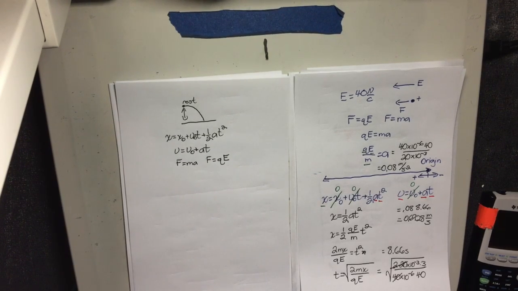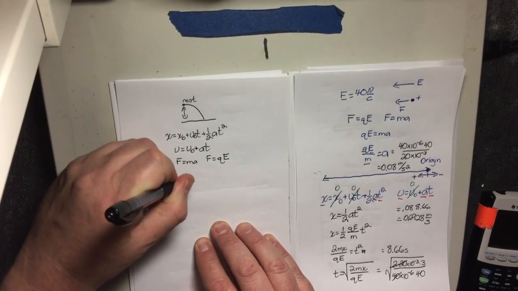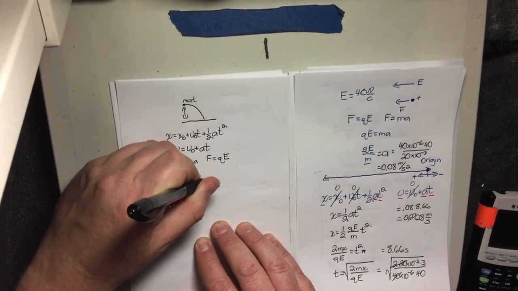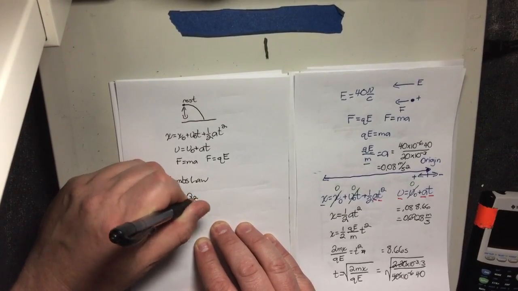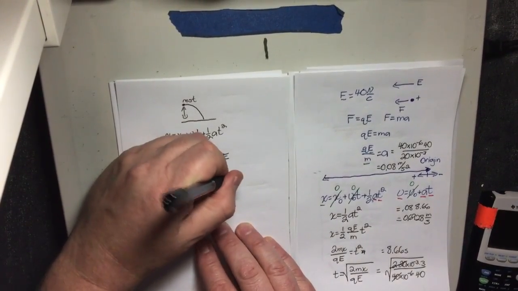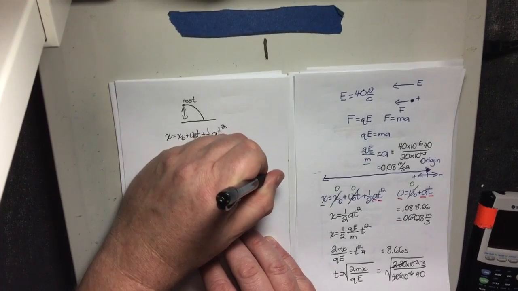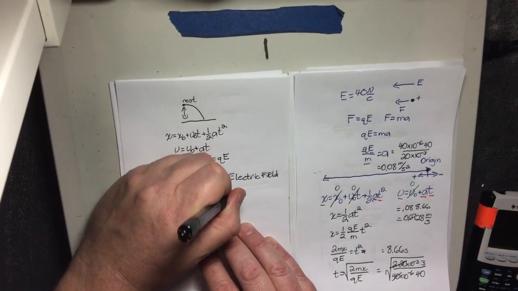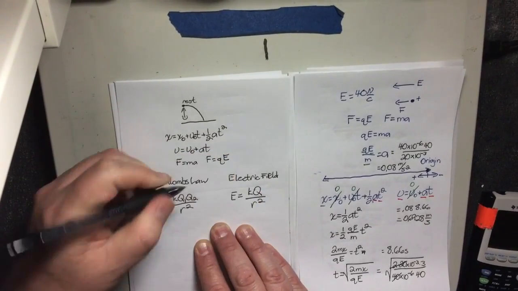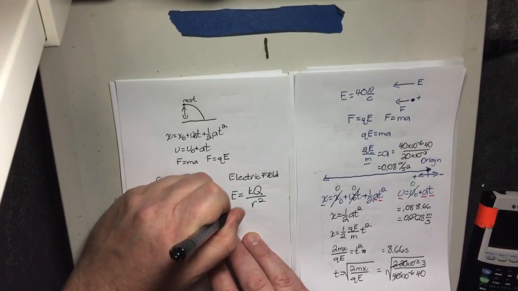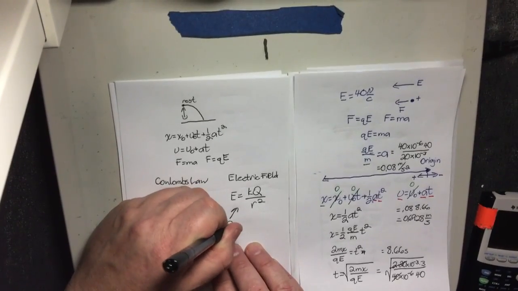Now, the third major equation that we're using, we've got Coulomb's law, F equals K Q1 Q2 over R squared. We have electric field, E equals K Q over R squared. We have that these are always positive.